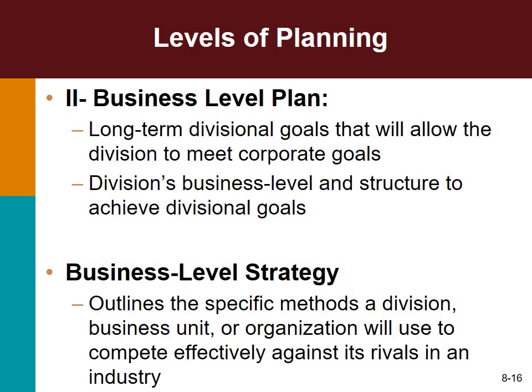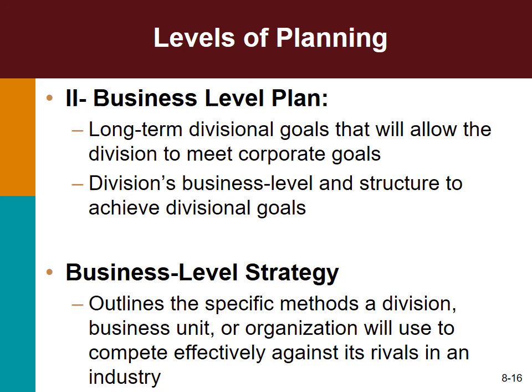At the second level, we have the business or divisional level plan. This determines long-term divisional goals that will allow the division to meet corporate goals, and the divisional business level and structure to achieve the goals. The business level plan determines the long-term divisional goals that will allow the division to meet its corporate goals. That is number one. And we have the divisional business level and structure to achieve the goals.